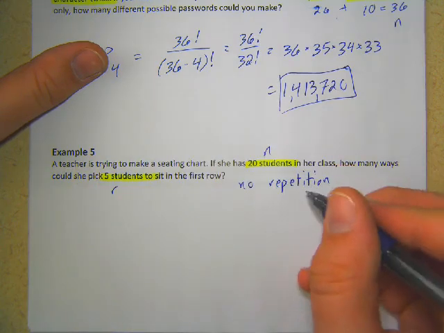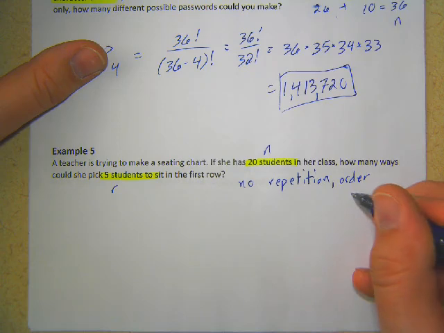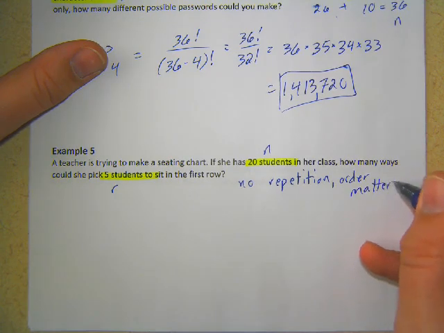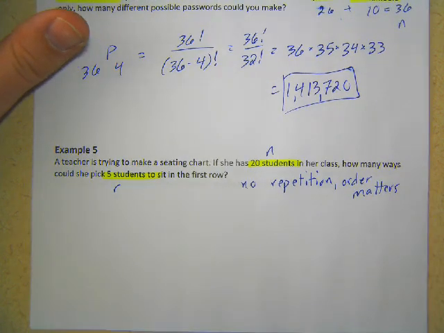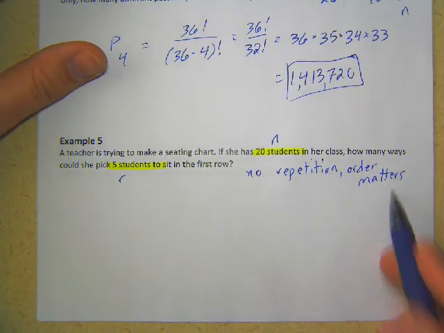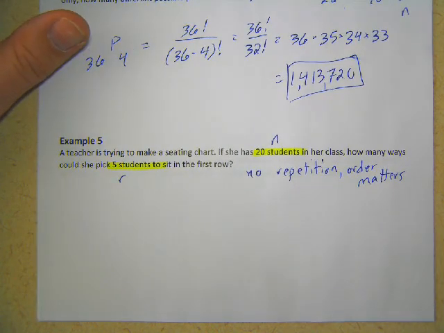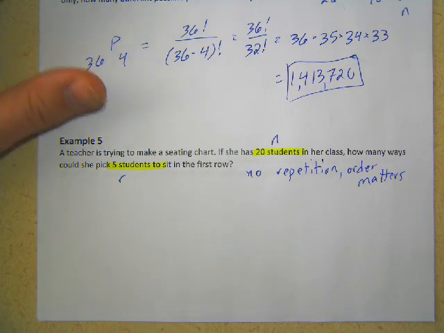So order matters, no repetition. And trust me, as a former middle school teacher, the order you choose for your students to sit definitely matters. You put Bobby next to Billy, and all of a sudden you're having tons of trouble. You have to think about the way you arrange them. So there's a situation where order definitely matters. On the test, I'll make sure it's really clear whether order matters or doesn't. So if order matters, then you're doing a permutation type situation.